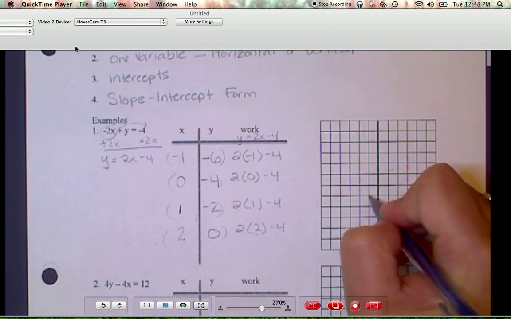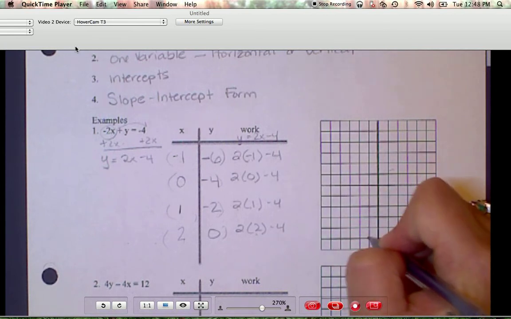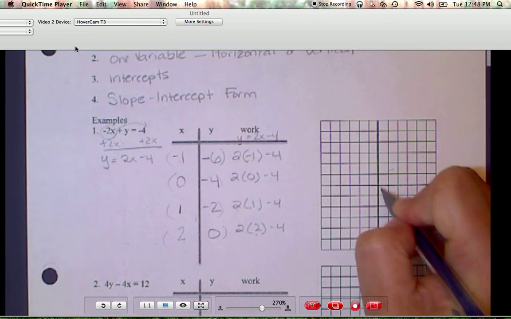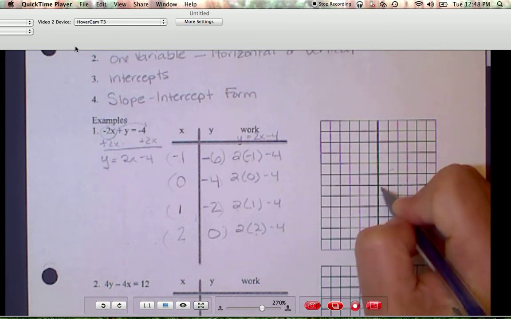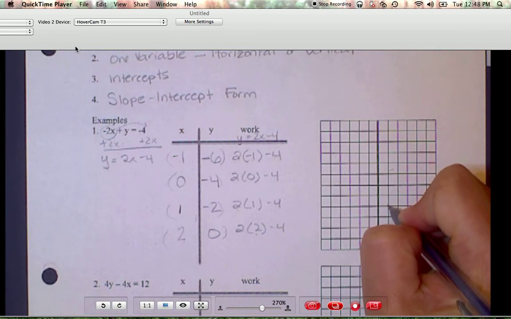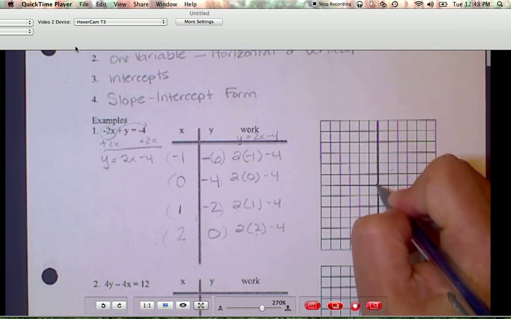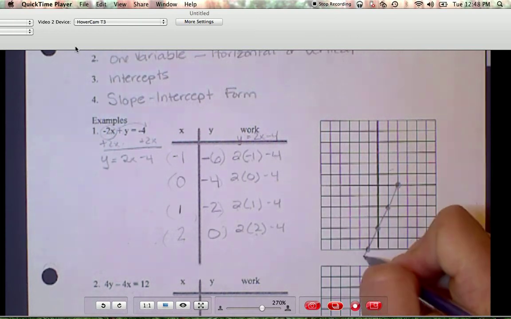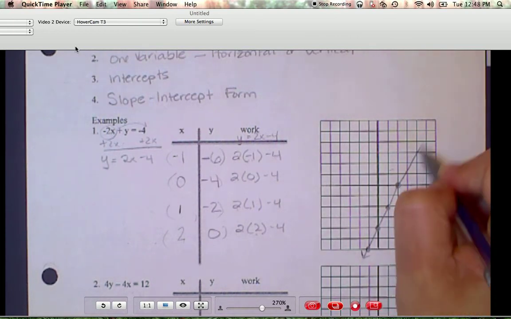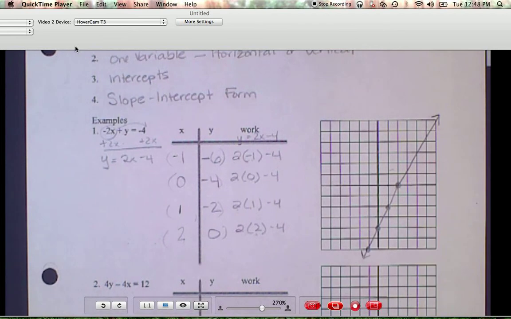-1, -6, 1, 2, 3, 4, 5, 6, plot that point. 0, -4, 1, 2, 3, 4. 1, -2, 2, 0. Now when you draw your line, I don't want a little squatty line like this. Make it go the whole length of the graph. That'll be more helpful when we get into the later sections in this chapter.